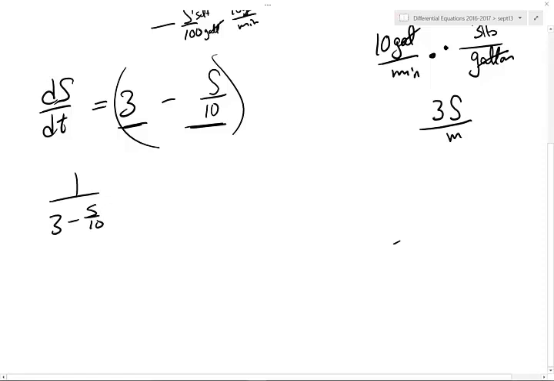S over 10, not 5, you idiot. Okay, ds. There we go, is equal to dt.